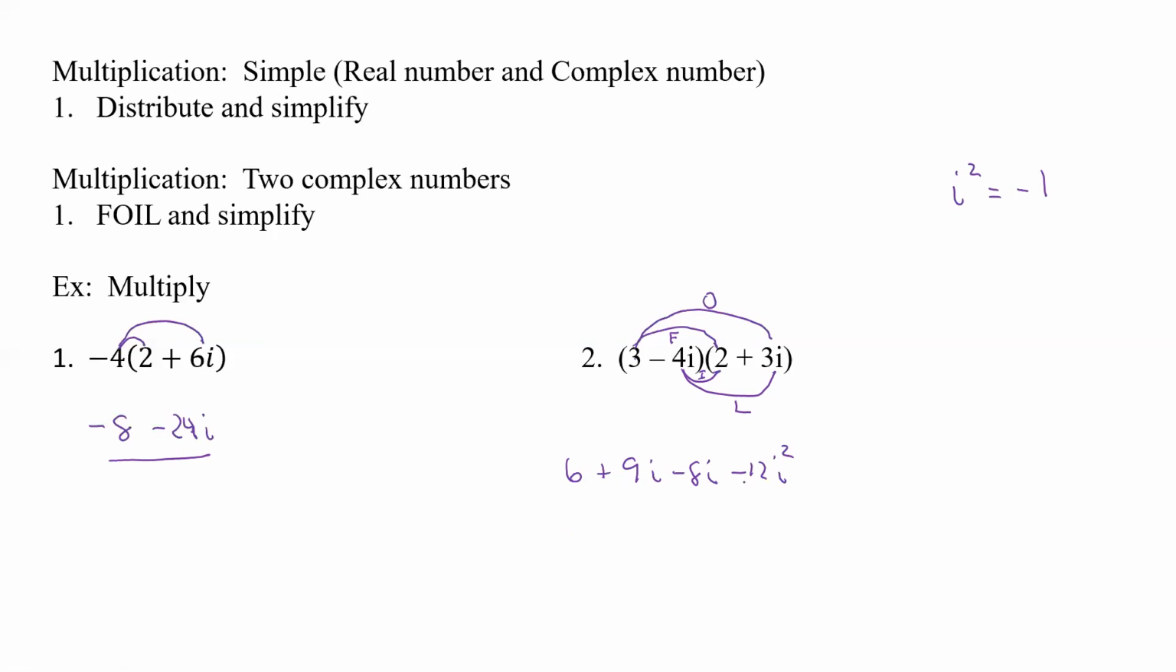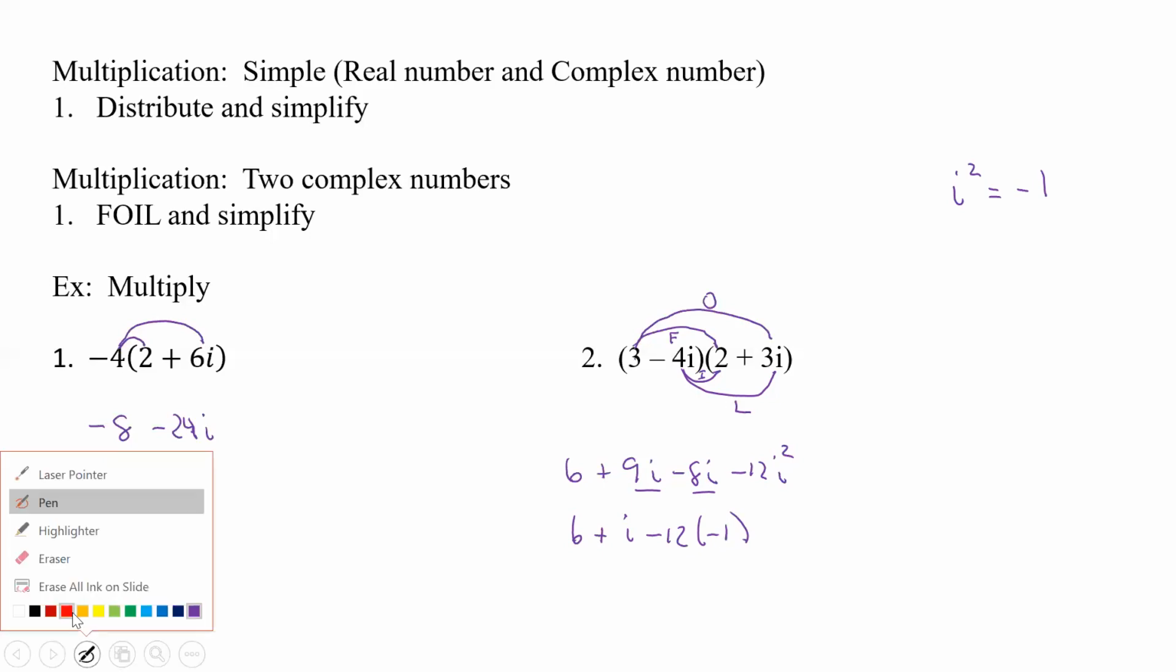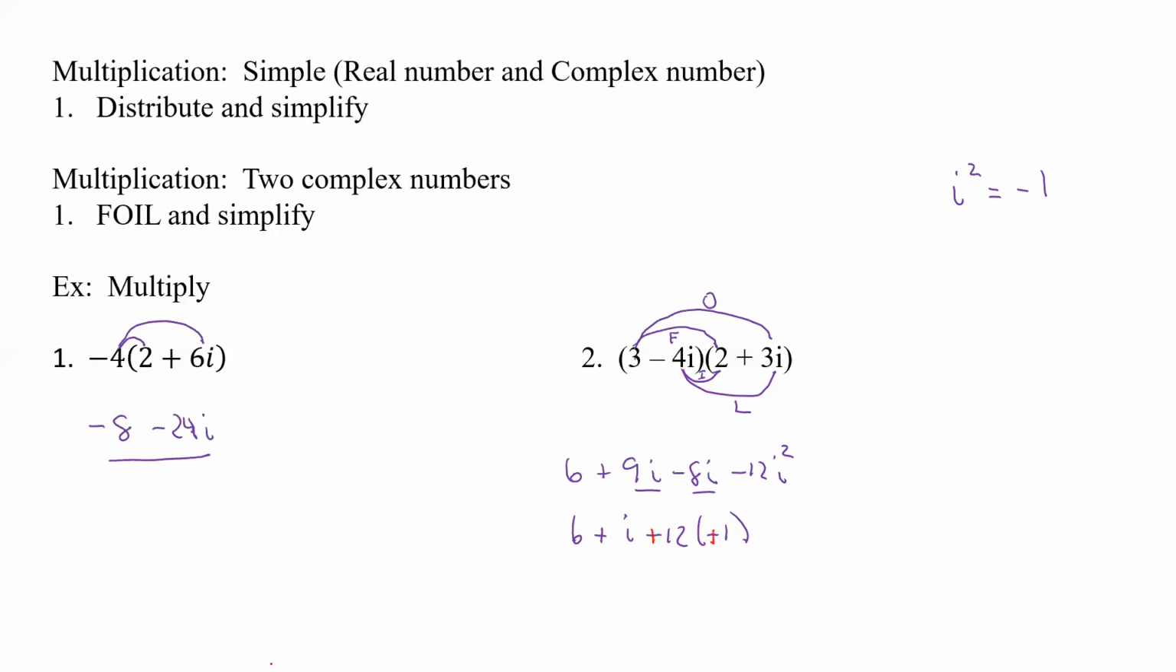Now I'm going to start adding as I go across. So I have 6, and 9 minus 8, since those are like terms, is 1, so that's just going to be +i. And then I have -12 times -1. Now I have a negative times a negative. Well, what does that do? That becomes a positive. So now this is equal to 6 + i + 12. And now I have like terms again. 6 plus 12 is 18, plus i. Okay, and that would be my complex number after I FOILed these two complex numbers together.